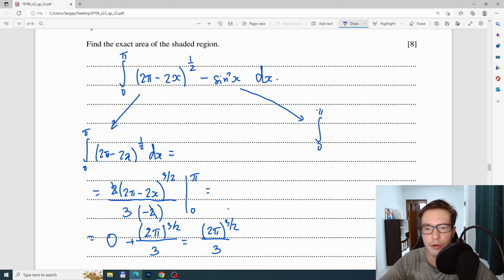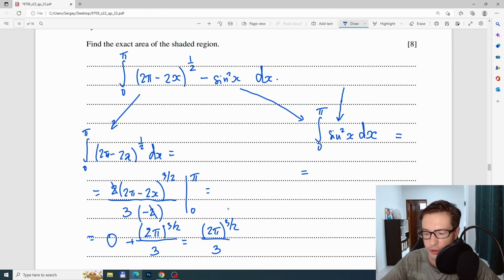From 0 to pi of sine squared x dx. So that's not a standard integral that you can find in MF19, and we have a standard technique for that. If you got a trigonometry of some sort squared, for integration, just replace it with a double angle formula.